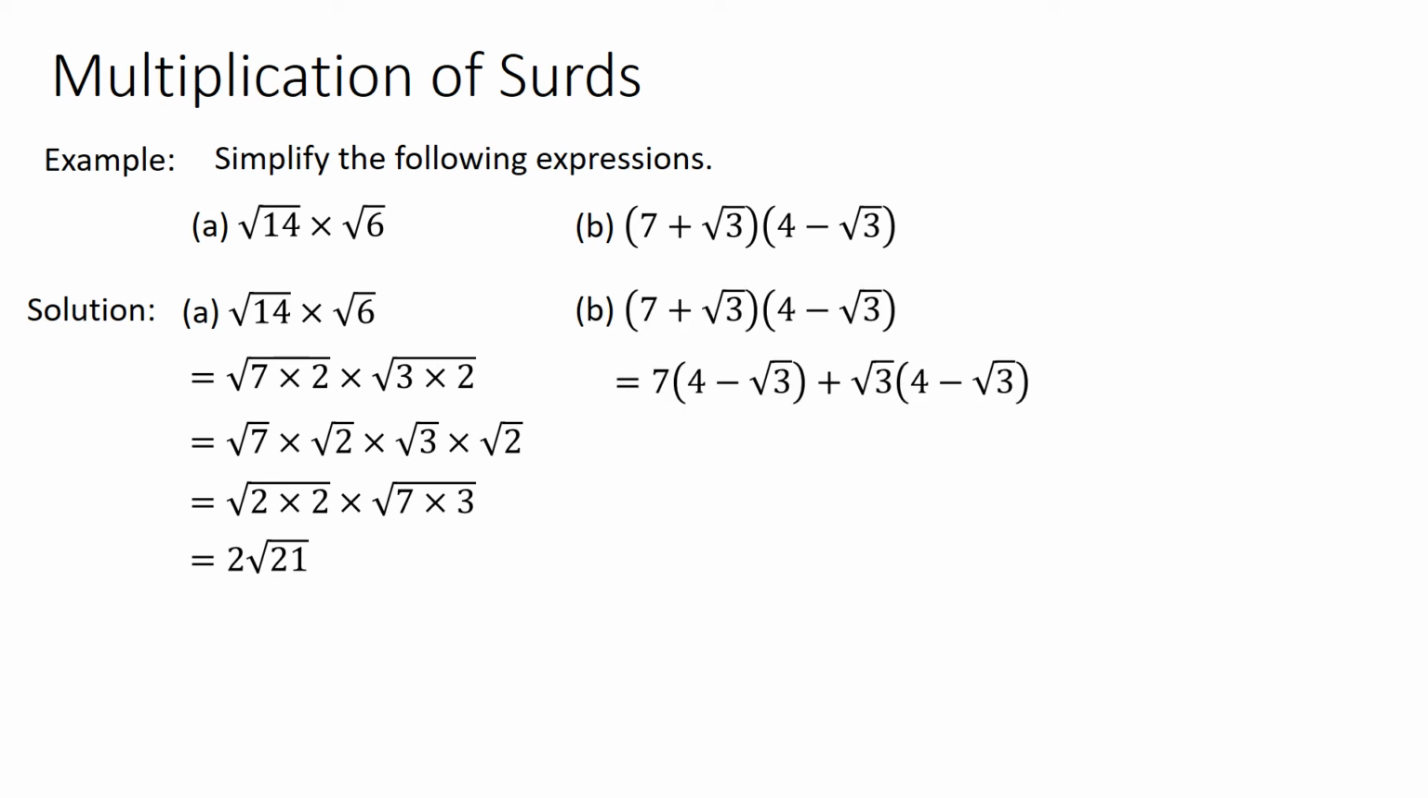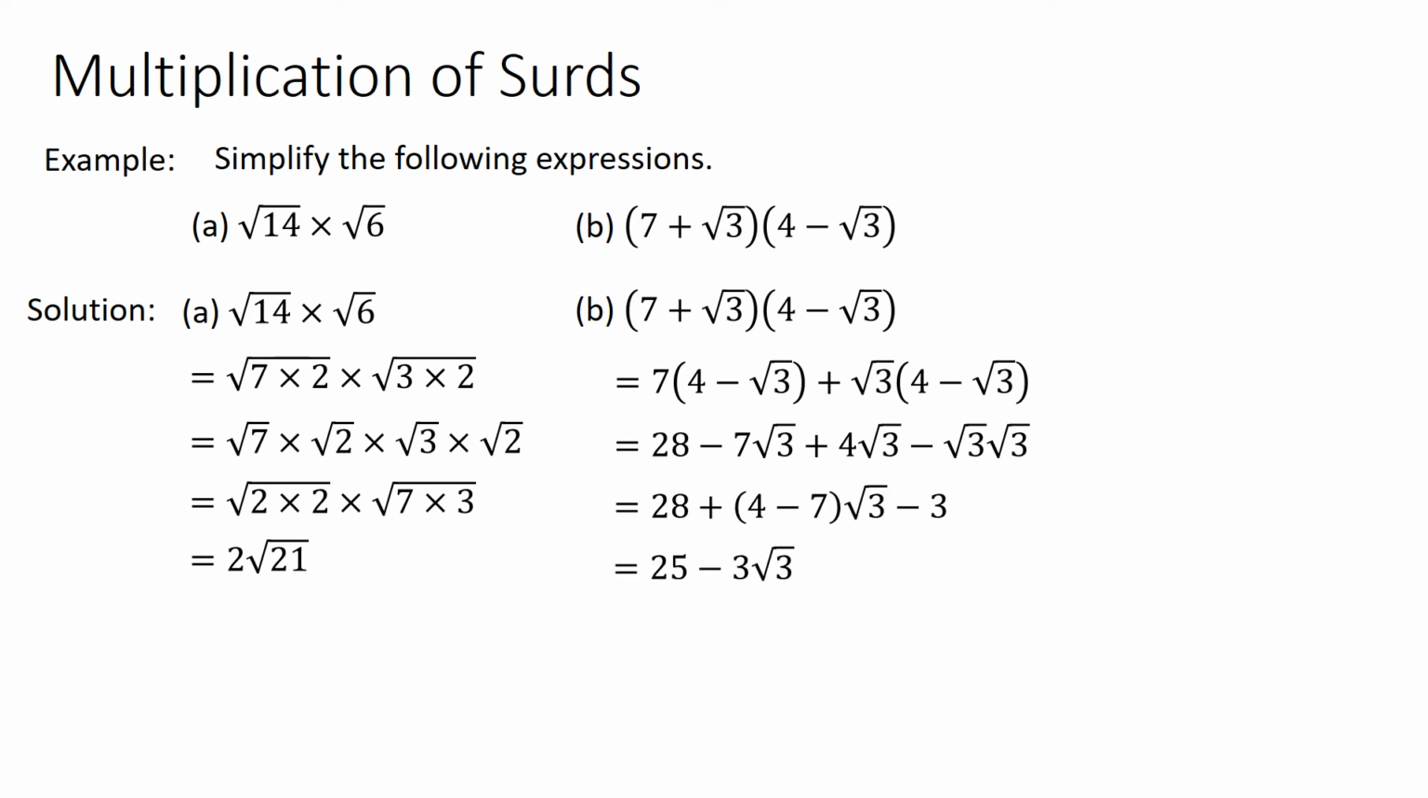For B, we can apply the rainbow method. It becomes 7 times 4 minus surd 3 plus surd 3 times 4 minus surd 3, and expand the bracket. We get 28 minus 7 surd 3 plus 4 surd 3 minus surd 3 times surd 3. Simplifying further, we'll get the answer is 25 minus 3 surd 3.